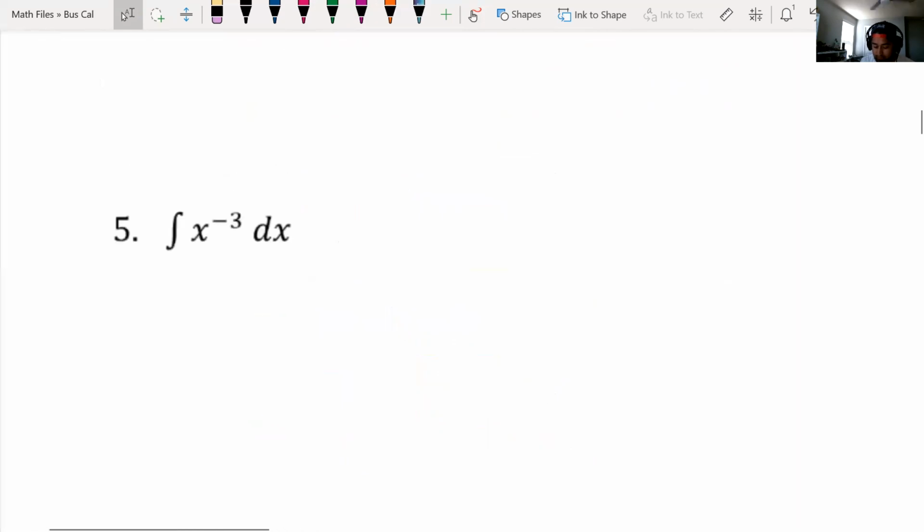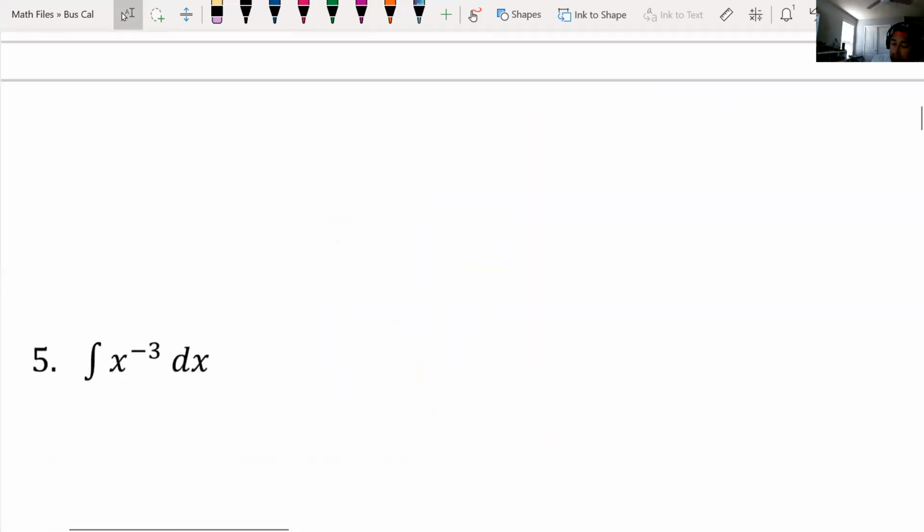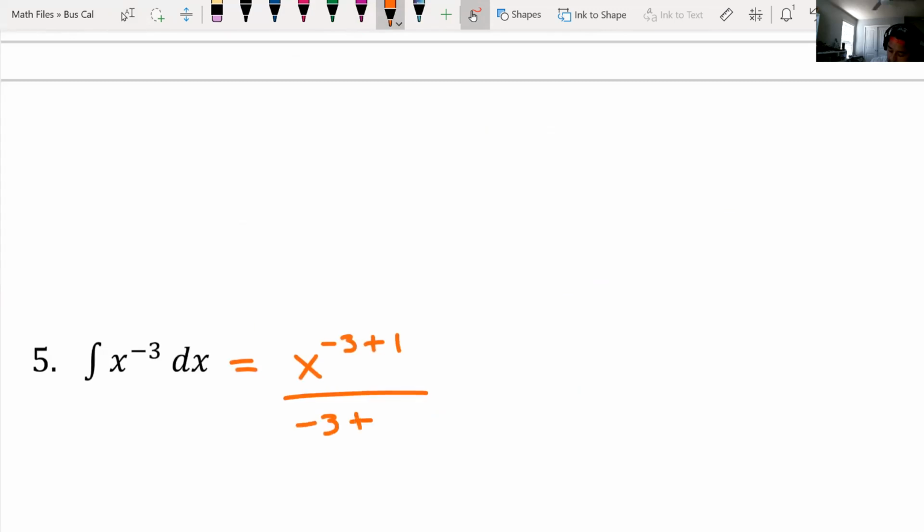All right. 5. The integral of x to the negative 3 dx. This again, we'll use power rule. So you'll get x to the negative 3 plus 1 over negative 3 plus 1. This will give you x to the negative 2 over negative 2.